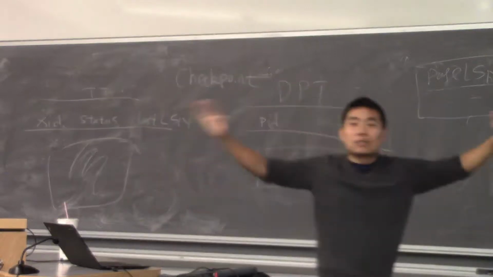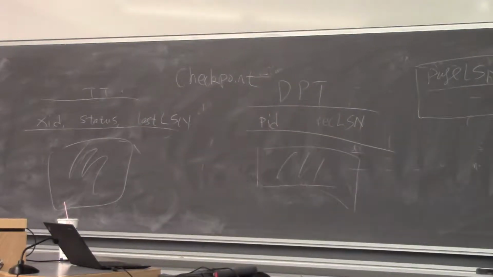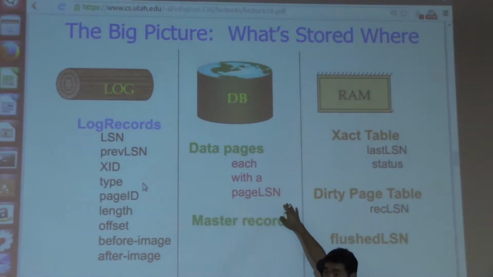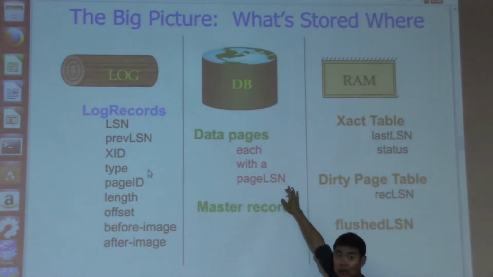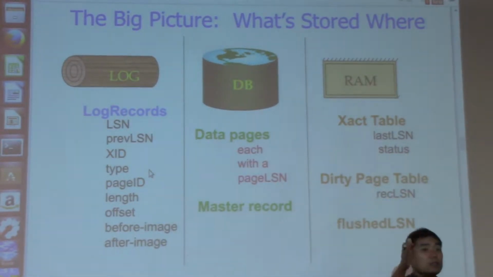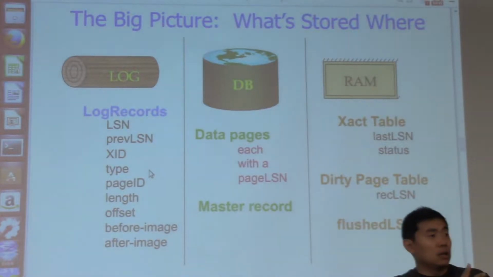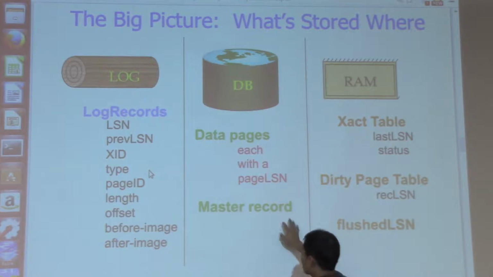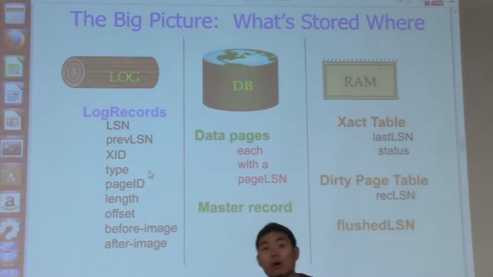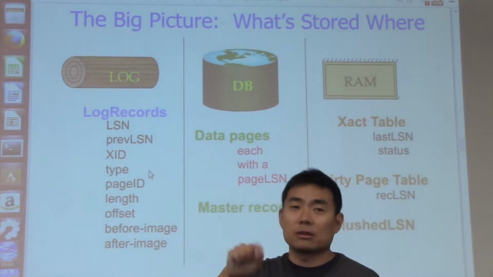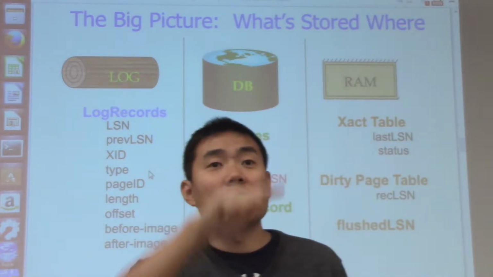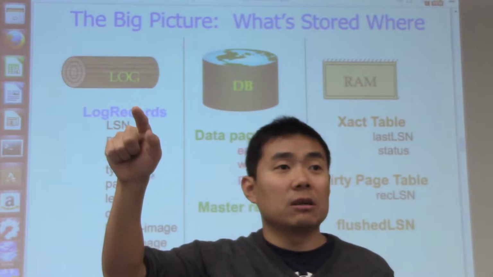Now we have everything we need. Big picture, where they are. So we have the log, which is on disk. We have the database, where each page has a page LSN, including those pages in the buffer. The page LSN for the same page may be the same or may be different for the image of the page on disk and in the buffer. And we have a master record. The master record tells you where the last checkpoint is, the log sequence number of the last checkpoint, so that you can quickly recover the last checkpoint when needed.